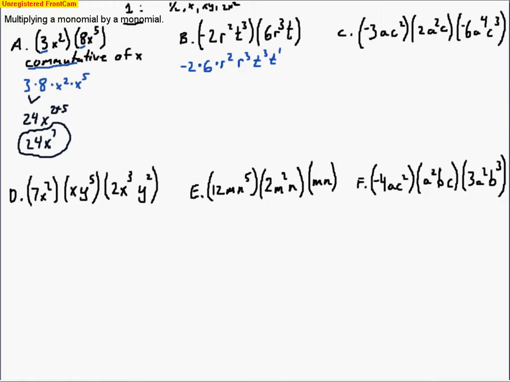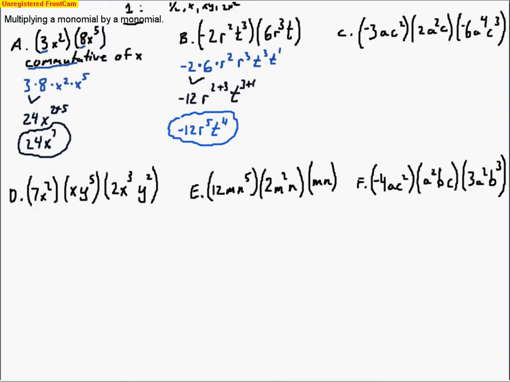Now I can go ahead and multiply out those coefficients. I get -12. Count up the number of r's: I have 2 r's and 3 r's. Do the same with the t's: you get 3 t's and 1 t. So we go ahead and do that work. We're left with -12 r to the 5th power and t to the 4th power. There is our answer.